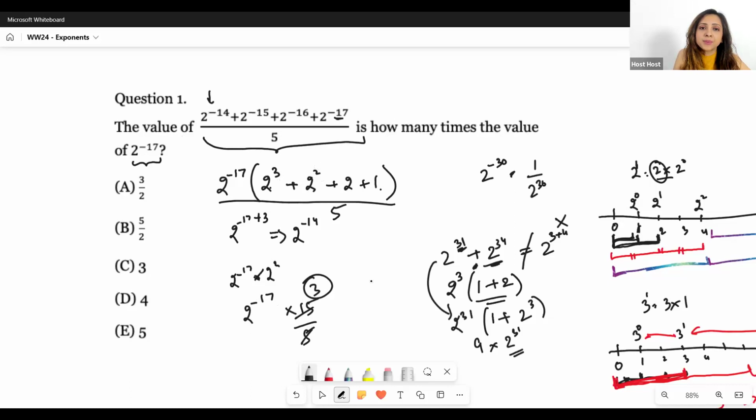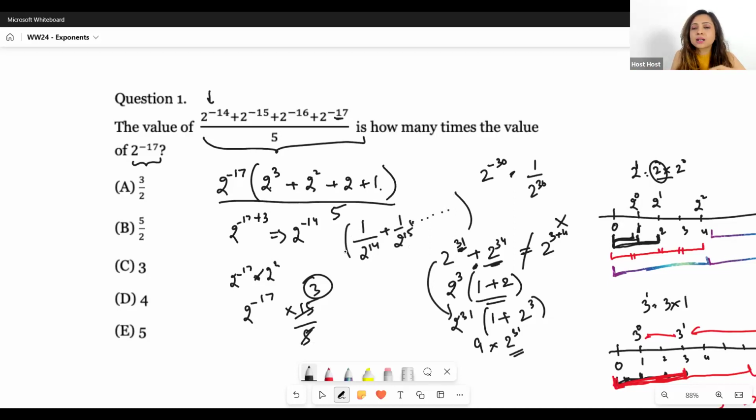Does that make sense? Yeah. We can certainly do it in the other way also: 1 upon 2 to the power 14 plus 1 upon 2 to the power 15 plus 1 upon and so on, and then take 1 upon 2 to the power 14 common over here, 1 plus 1 upon 2. Do you see how long the calculation becomes in that case? And we have to write down so much. Over here, I'm simply taking out 2 to the power minus 17, and I know 2 cube is left.